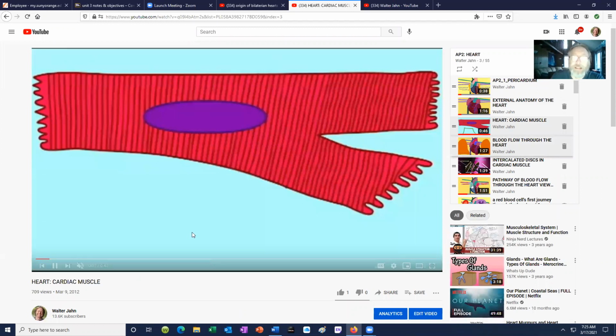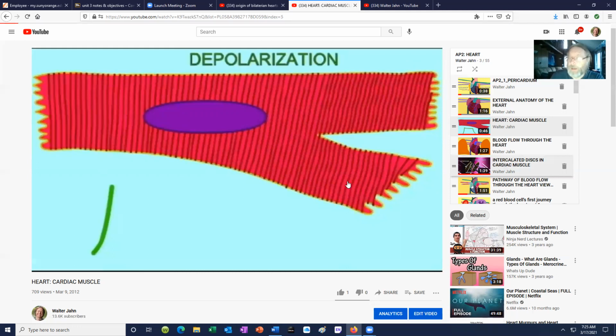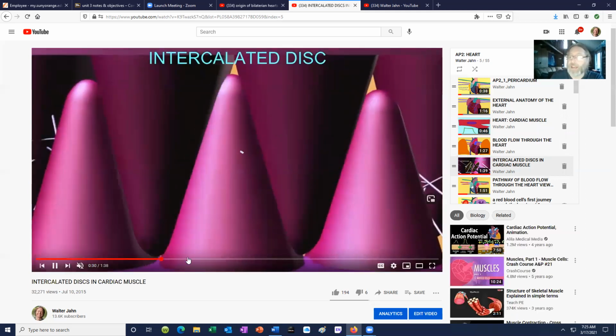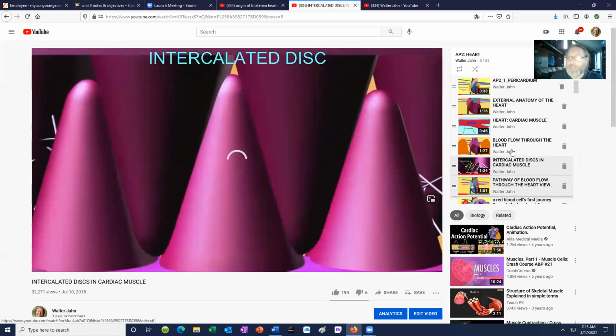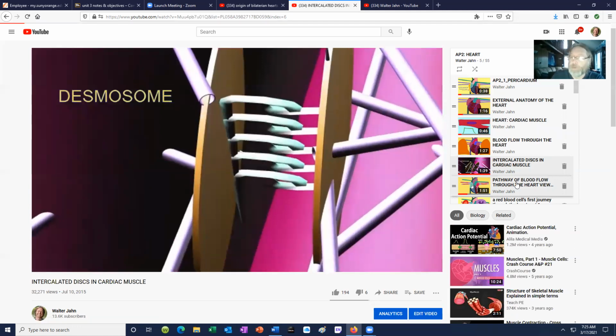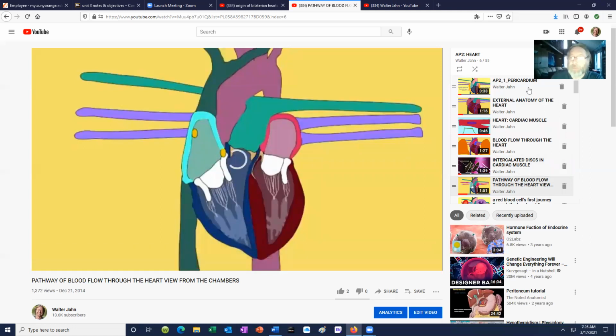It is striated. It has a number of important characteristics, such as the prolonged depolarization, which allows its contraction to be prolonged. There are junctions between cardiac muscle cells at intercalated discs, known as desmosomes and gap junctions. There is a specific pathway of blood flowing through the heart, so that the oxygenated blood is once again separated from the deoxygenated blood.